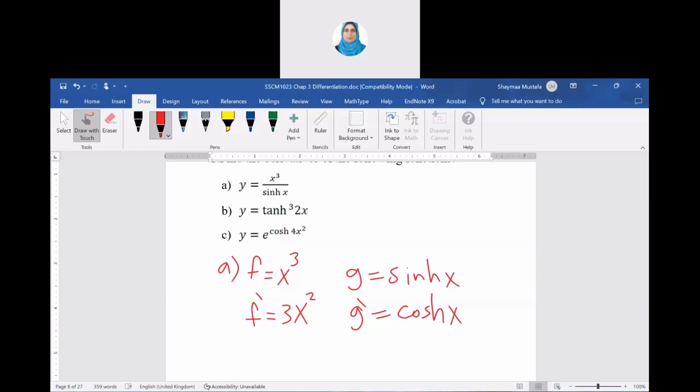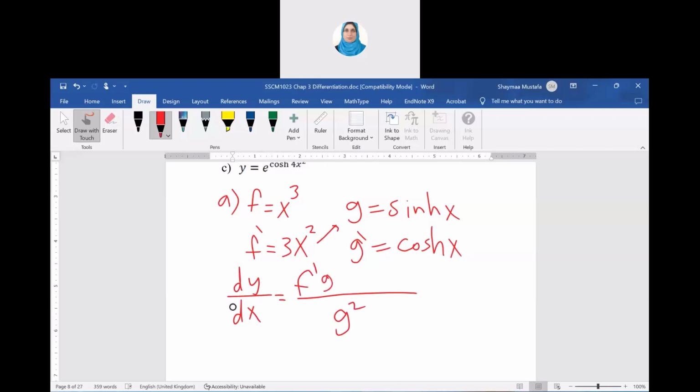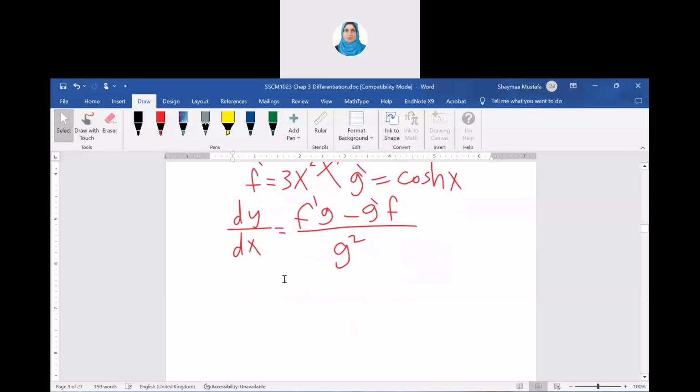The derivative for sine equals cos. Now, after I found the derivative for sine and the derivative for cos, I need to apply the quotient rule, the division rule, which is dy over dx equals, over g squared. I will multiply f, derivative of f minus g, minus the derivative of g times f. So this is the division rule or quotient rule.